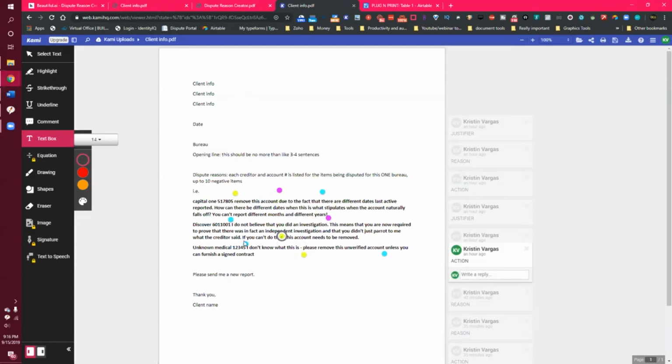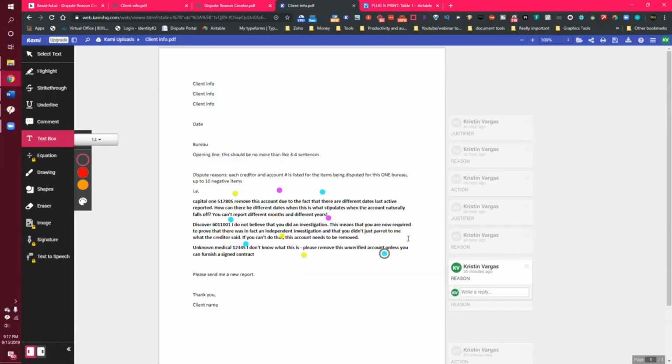All right, so on this last one, you actually don't have a justifier. So we have 2 reasons and an action. I don't know what this is, meaning this account. It's an unknown medical account, right? No creditor name, no phone number, nothing. I don't know what it is. Your action is going to be, please remove this unverified account.